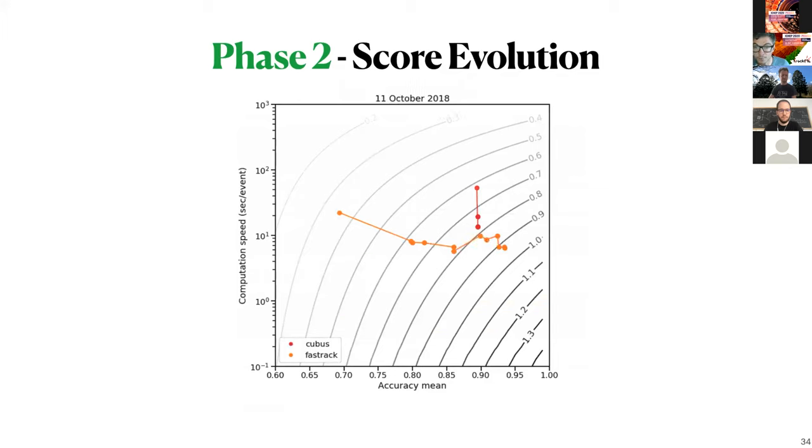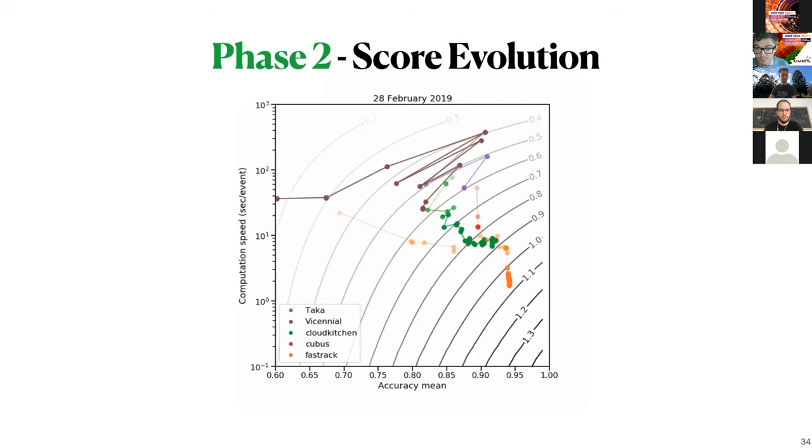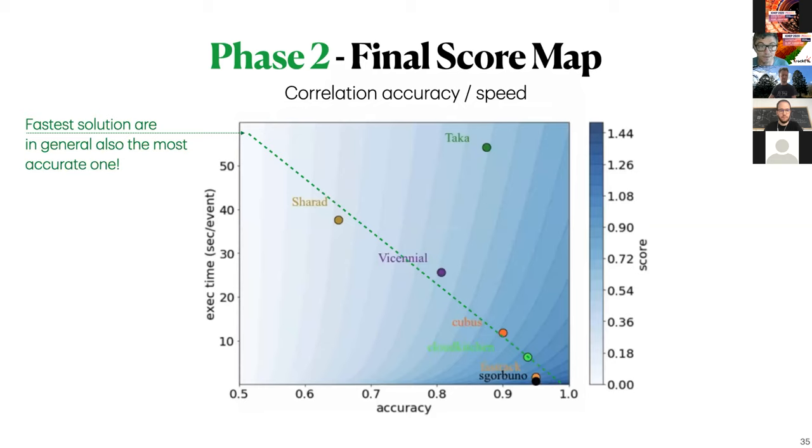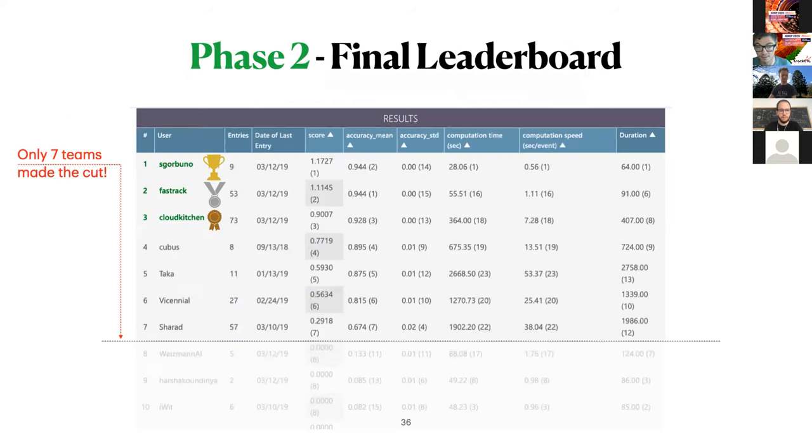Now let's look at the score evolution in phase two. You can see basically how this runs along. One thing you see is there's way less submissions. We would have plotted more if we had way more. I'll come to this later. But you see how the scores basically approach. And if you look at the final score map, there's an extremely interesting correlation. You can see that the fastest solutions are also the most accurate ones, except for one outlier. And this I think should tell you something. If you do something right, you're fast at it.